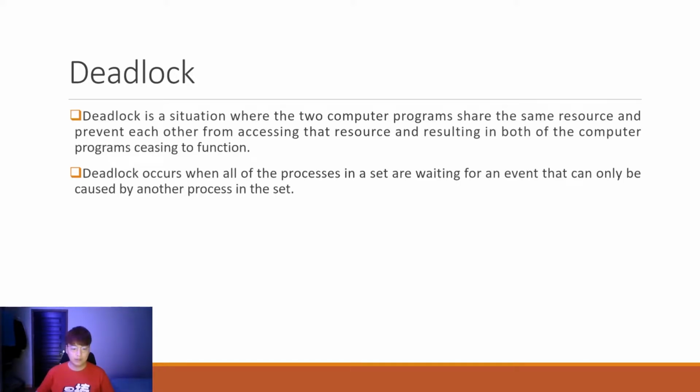Now, what is a deadlock? When two programs want to use the same resource at the same time, and they both do not allow the other to use it first, deadlock occurs. In other words, deadlock happens when all the programs or processes are waiting for the others to release their resources.